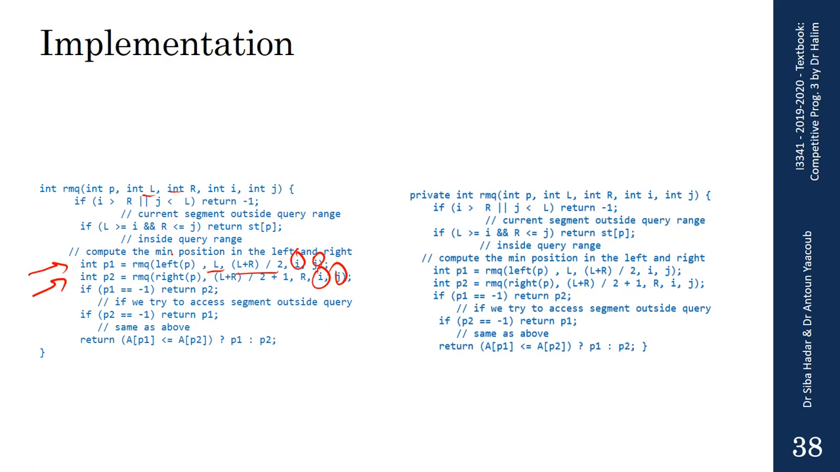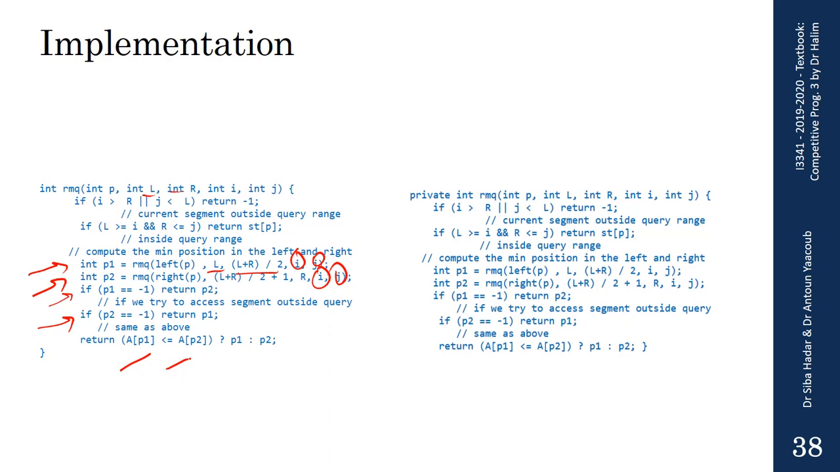It depends on P. We need to check the range minimum query on the left and on the right. If P1 is equal to minus 1 on the left part, it means the answer will be in P2, and reversely, if P2 is equal to minus 1, I will return P1. In the case I have two answers, I need to check the array in order to pick the smallest index. So this is the recursive call and the combination.